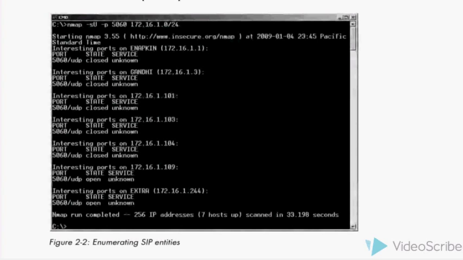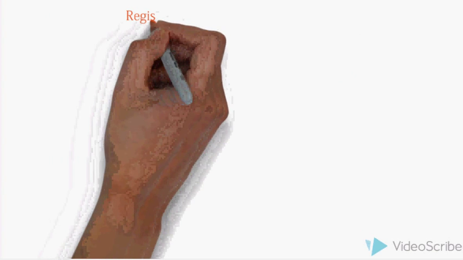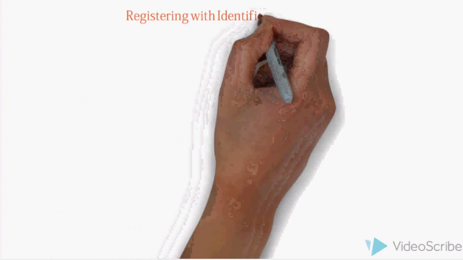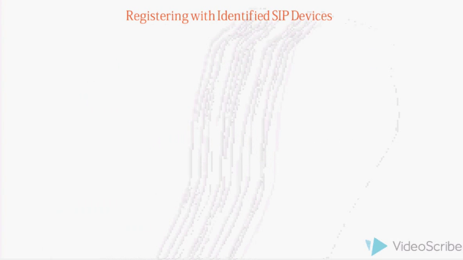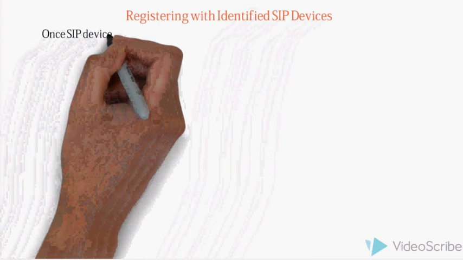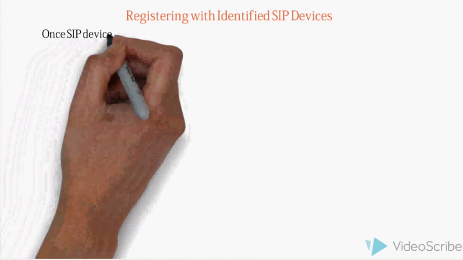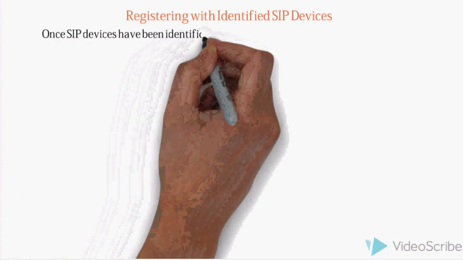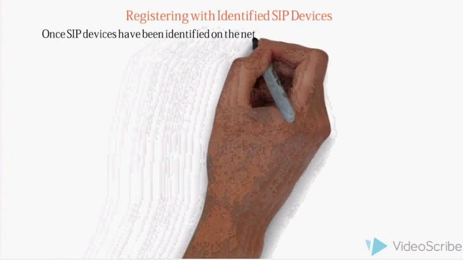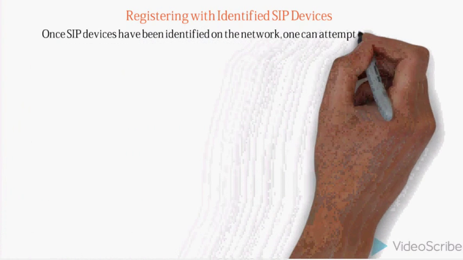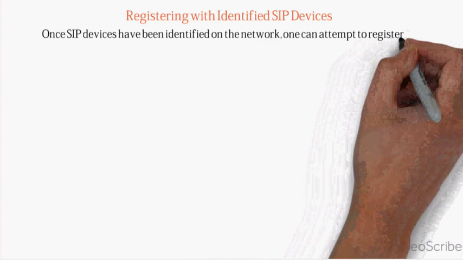So once the SIP devices have been identified on the network, one can attempt to register with them using a SIP user agent. Additionally, because authentication is often disabled, or enabled using weak passwords such as the telephone number of the phone, this process can be rather easy. We'll discuss breaking authentication later on.